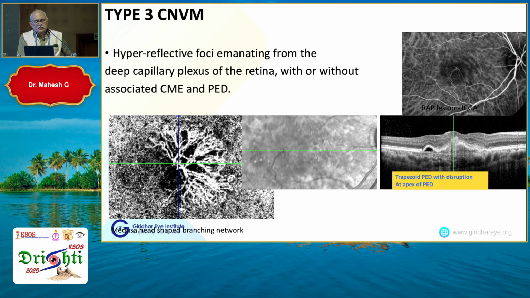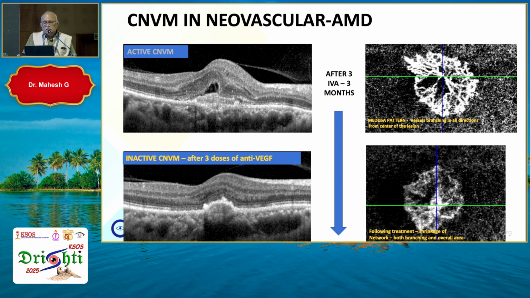Then type 3 is RAP, where there is a Medusa head. Actually, RAP you can also diagnose with OCTA, along with clinical signs. So this is how we use OCTA. After 3 anti-VEGF injections, you can see that the vessels have become fewer, the network has reduced, and the vessels have become stouter and larger, so it is becoming a mature vessel.